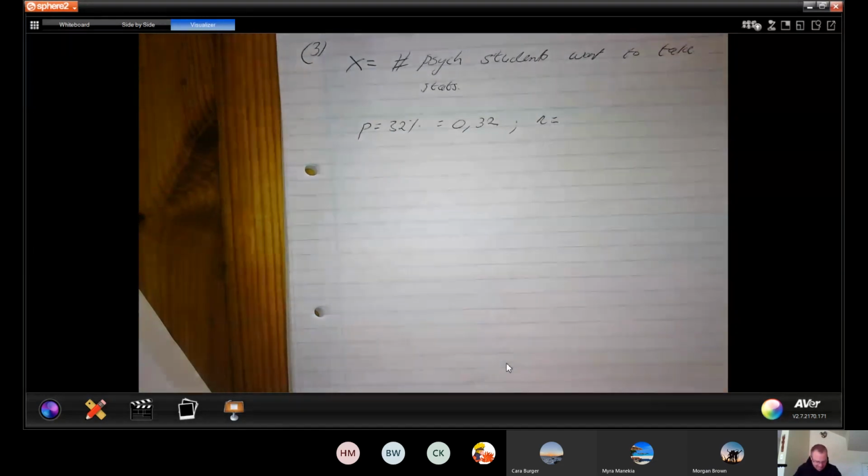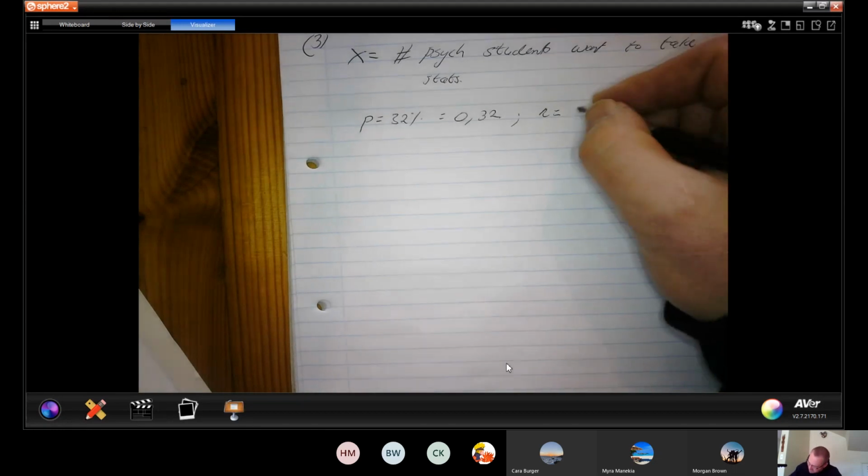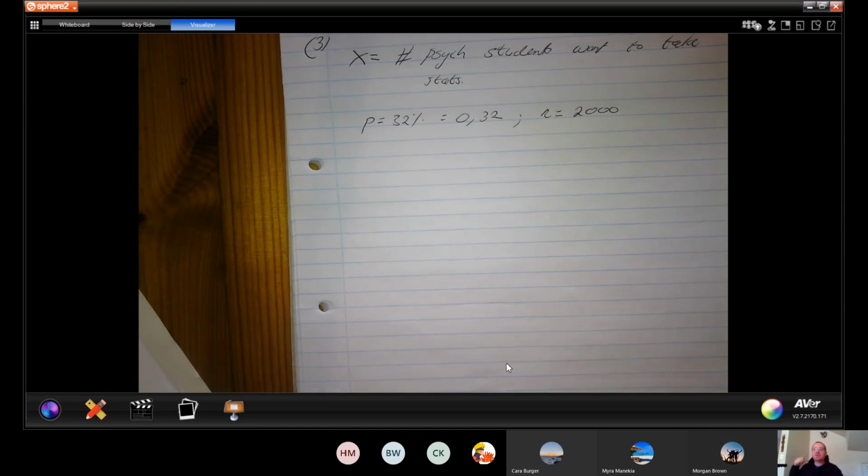What's N? N is the number of students that we're working with for the question. If this estimate is correct, what's the probability that at least 700 psych students out of a random sample of 2,000? So N is 2,000. Would you agree with that? Yeah. Okay, so N is equal to 2,000, and P is 0.32. Dead right. So Morgan, what's the first thing now that we want to do?